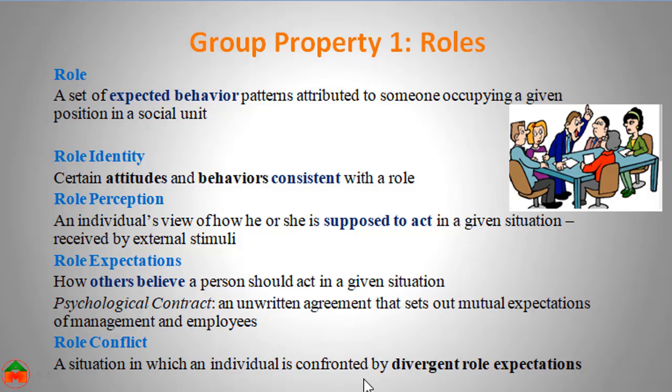being exhibited. That means role identity indicates the consistent attitudes and behavior, role perception indicates how they are supposed to act in the context, and role expectations look at how others believe a person should act in a given situation. Whenever there is a divergent role expectation, that is known as role conflict.